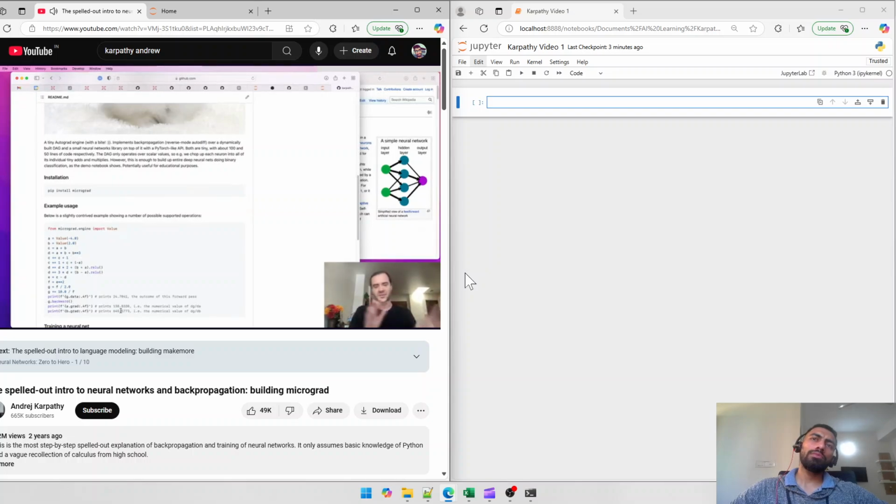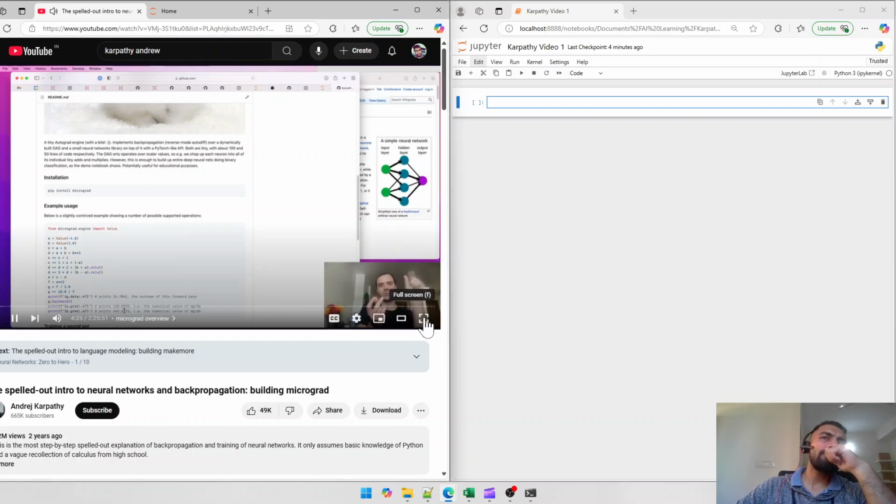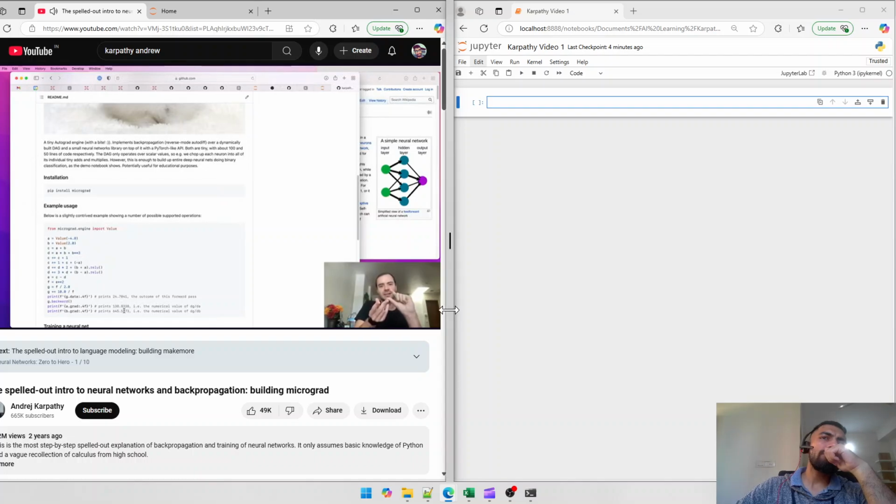And this derivative, we'll see soon, is very important information because it's telling us how A and B are affecting G through this mathematical expression. So in particular, A.grad is 138. So if we slightly nudge A and make it slightly larger, 138 is telling us that G will grow, and the slope of that growth is going to be 138. And the slope of growth of B is going to be 645. So that's going to tell us about how G will respond if A and B get tweaked a tiny amount in a positive direction. Okay?